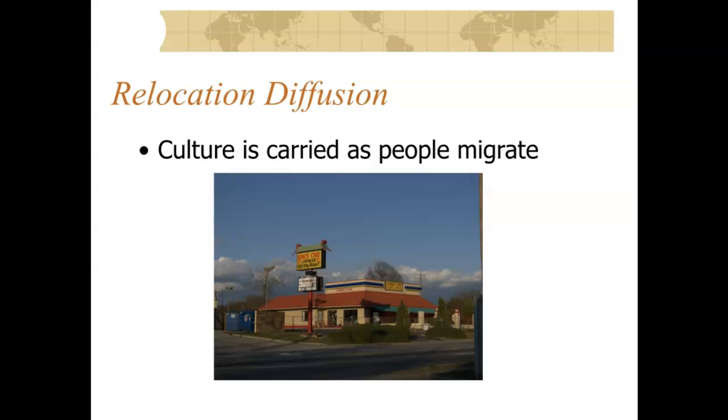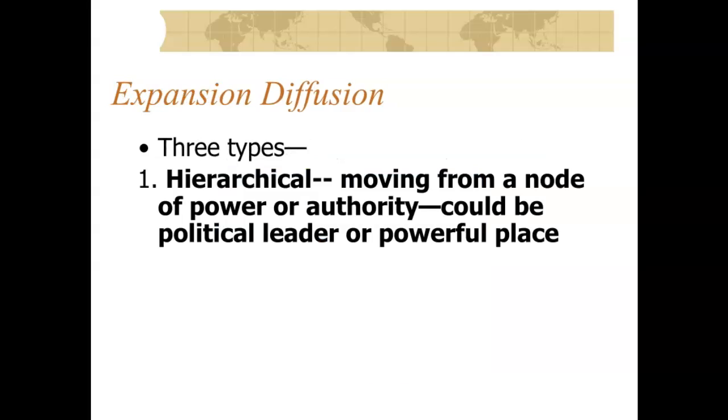And in Chinatown in New York, that culture has spread throughout many parts of New York, not just in Chinatown. So because people relocated from China and settled in parts of the United States, that's called relocation diffusion, or relocation cultural diffusion. So expansion diffusion is just diffusion of culture through the expansion of that culture. And it comes in three different types.